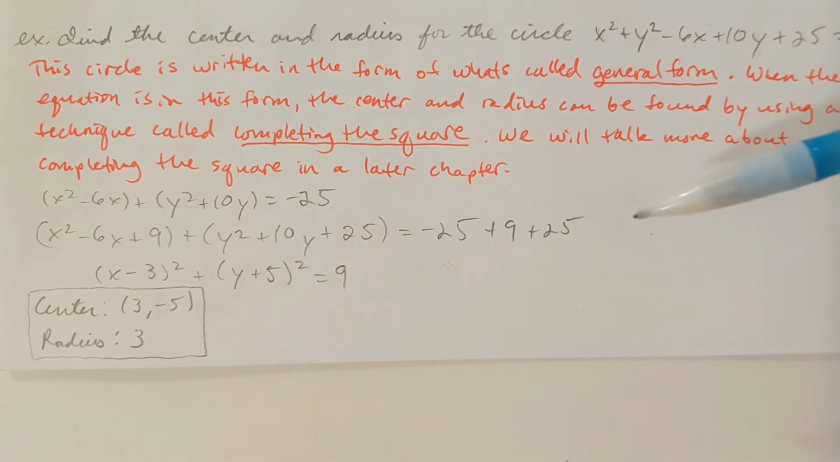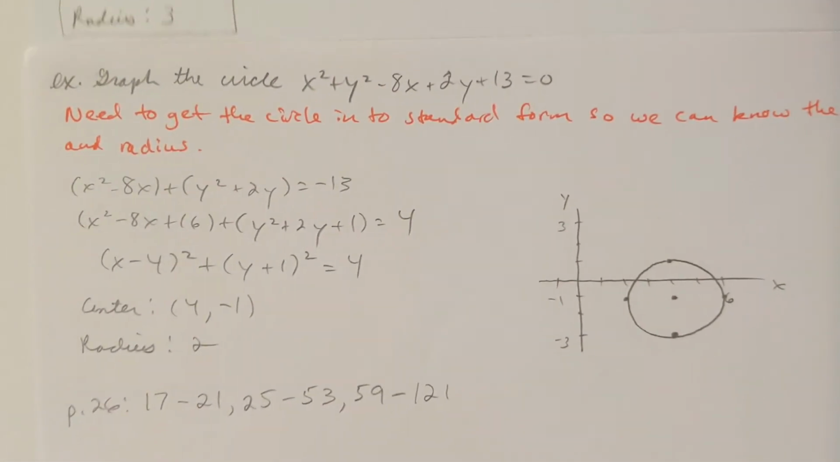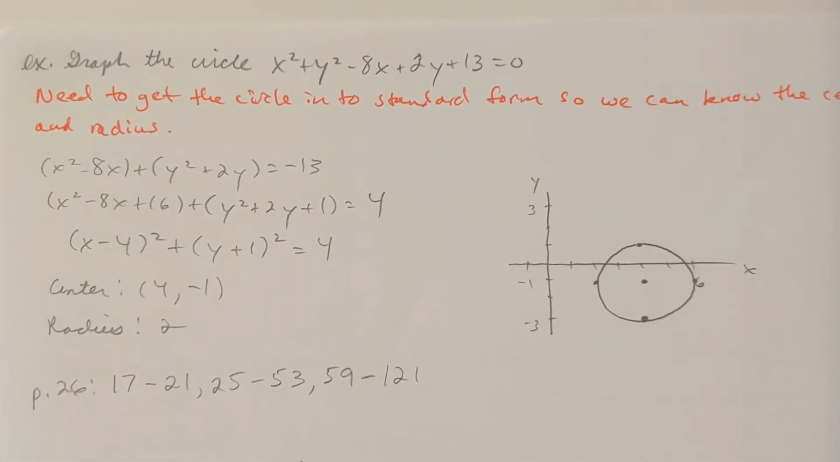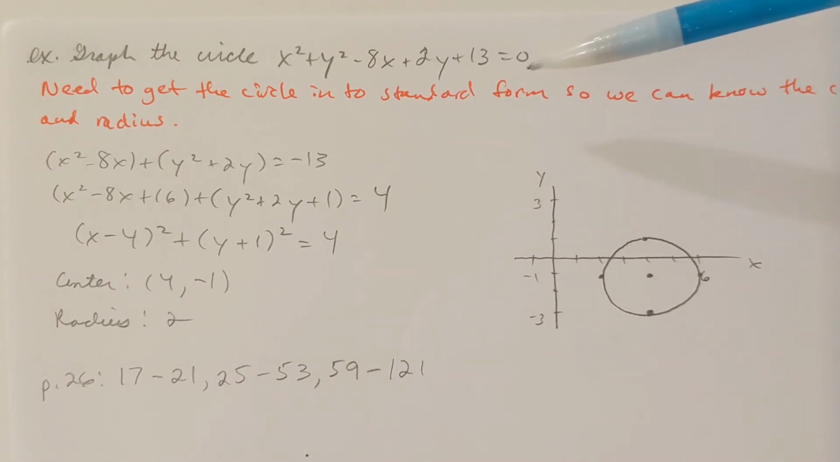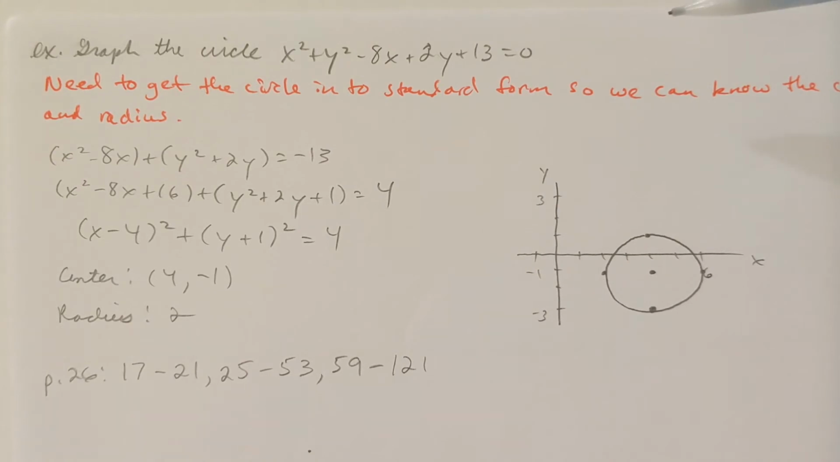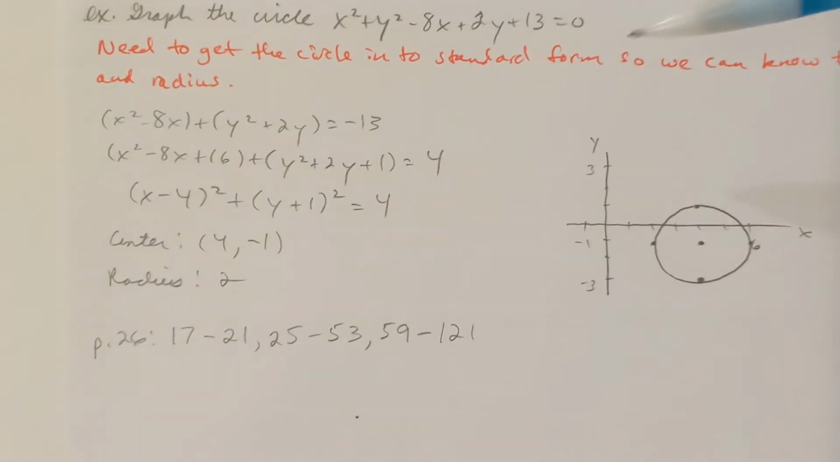They don't want us to draw the circle, okay, but in this next problem, we're going to graph the circle by doing the same thing. Graph the circle x squared plus y squared minus 8x plus 2y plus 13 equals 0. Now we need to get the circle into standard form so that we can know the center and the radius.